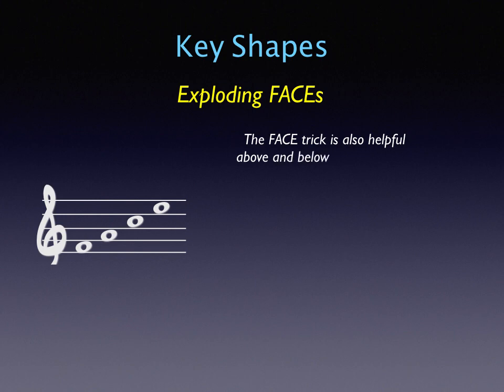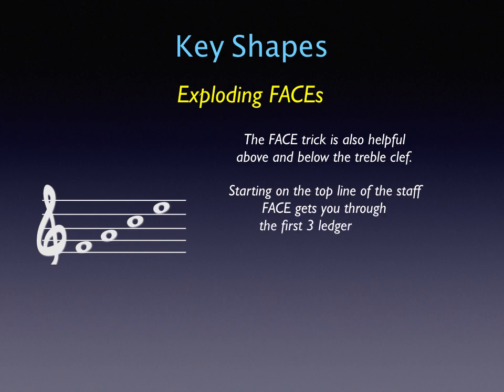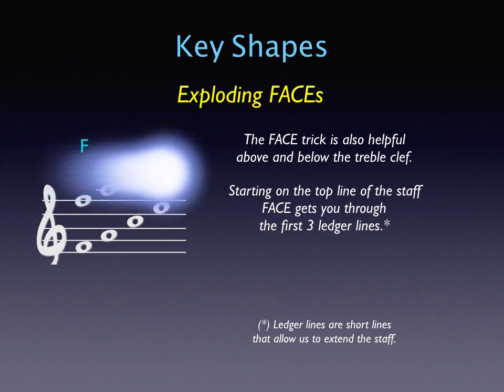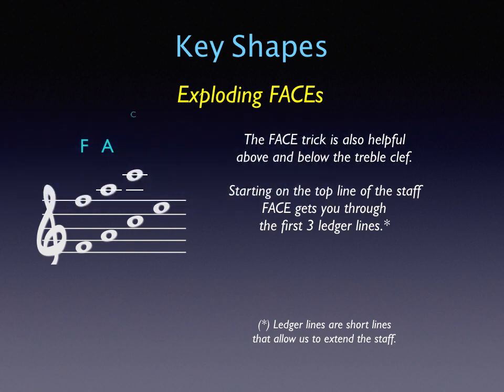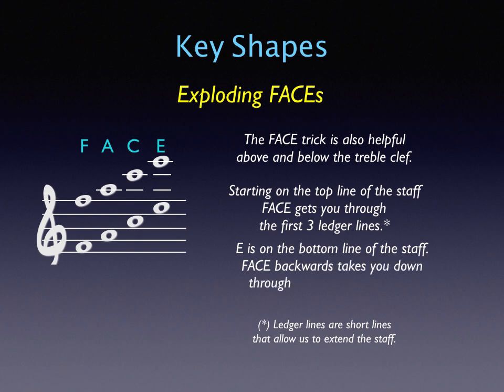The face trick is also helpful above and below the treble clef. Starting on the top line of the staff, face gets you through the first three ledger lines. Ledger lines are short lines that allow us to extend the staff, up or down. E is on the bottom line of the staff. Face backwards takes you down through the first three ledger lines below the staff.